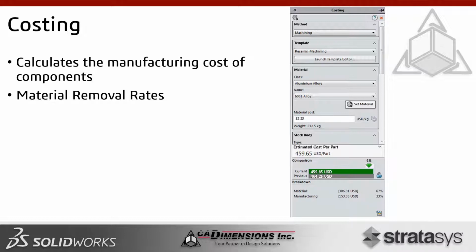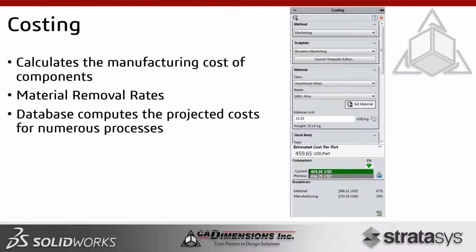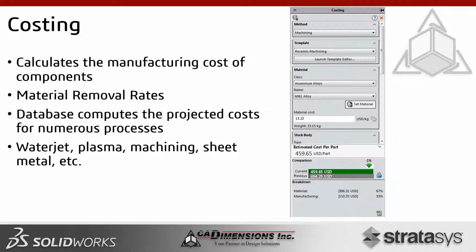It also calculates in your material costs. You can see we specify our material cost in dollars per kilogram in a metric template; if you're using inches, it'll be dollars per pound. Then you can specify your stock, and you can see we've got a material cost here in this example of $300 with a manufacturing cost of $135. In the background, it uses a database to compute all of these projected costs. And it can compute a lot of costs for water jet, plasma, machining, sheet metal, etc.